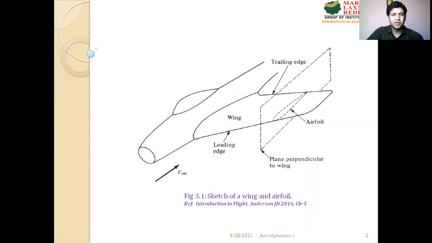As we can see from this diagram, this part is the wing. When it is perpendicularly sliced, we can see there is an airfoil shape. So there is a set of airfoils joined together and skin is applied over them such that when a common man sees it, he observes it as a wing.